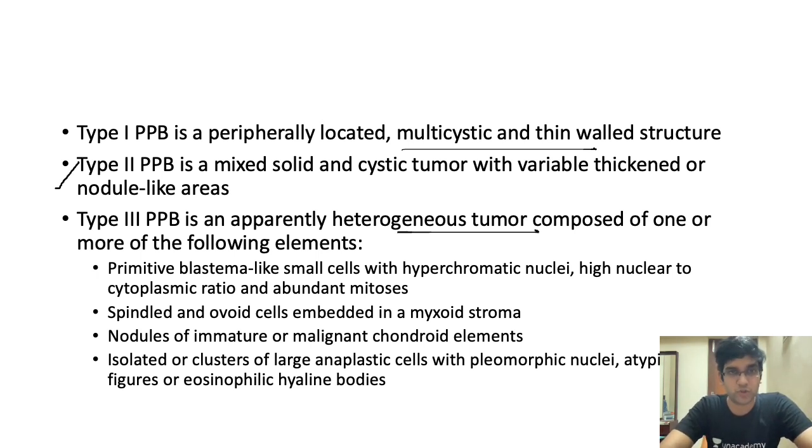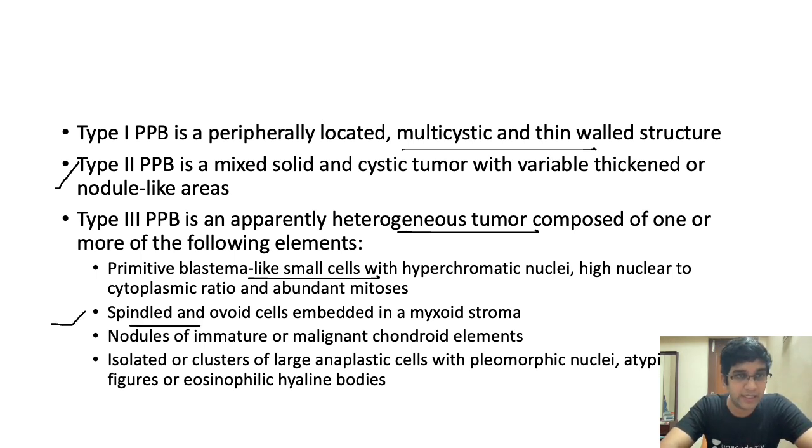Type 3 will be a heterogeneous tumor. Fine, I can have more than one primitive element. I can have blastemal small round cells like what we saw, very hyperchromatic cells with a high NC ratio like any other blastemal tumor. I'm sure I must have seen at least one blastemal tumor. If not blastemal, you must have seen at least Ewing's. So something of that sort, very, very primitive cells I can have.